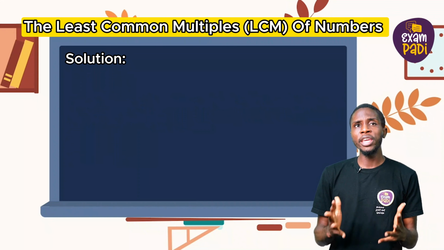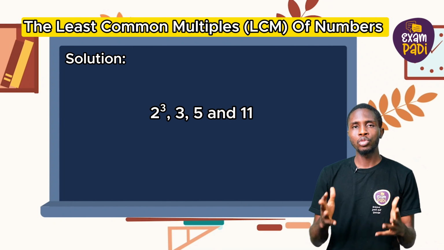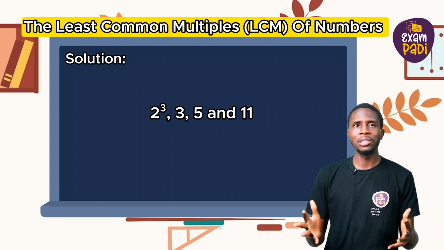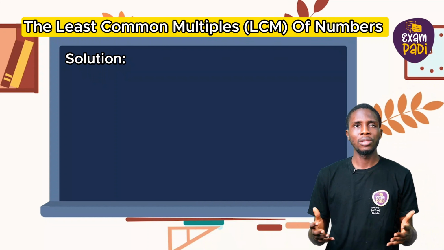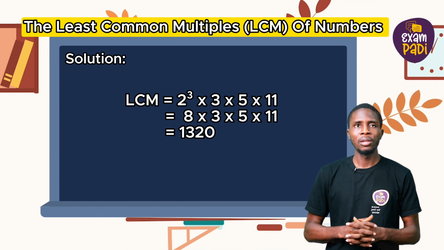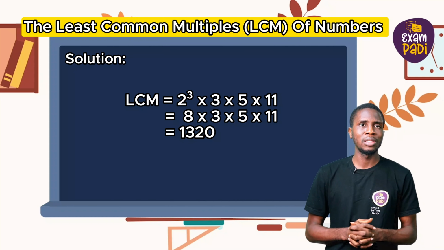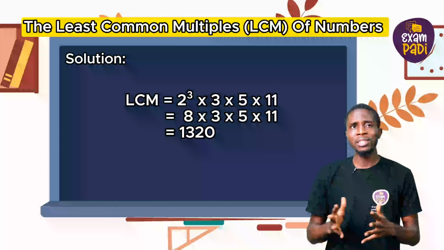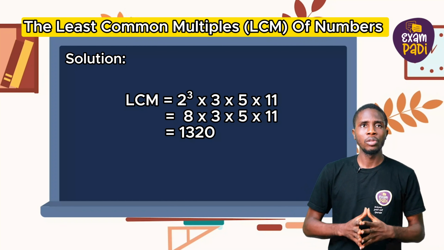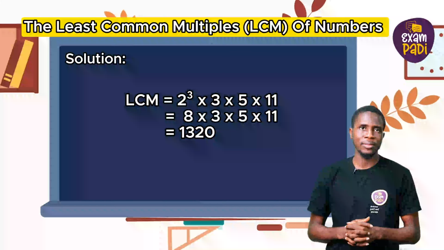The highest power of each prime factor must be in the LCM. These are 2 raised to the power of 3, 3, 5, and 11. Thus, the LCM equals 2 raised to the power of 3 multiplied by 3 multiplied by 5 multiplied by 11, which gives us 8 multiplied by 3 multiplied by 5 multiplied by 11, which equals 1320.